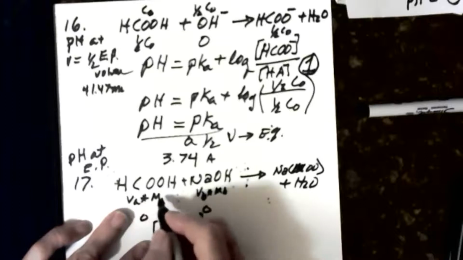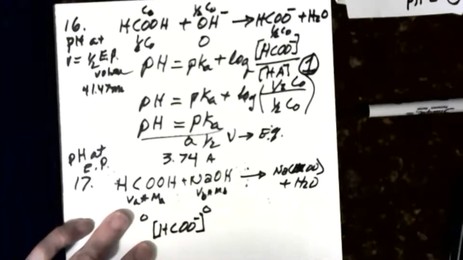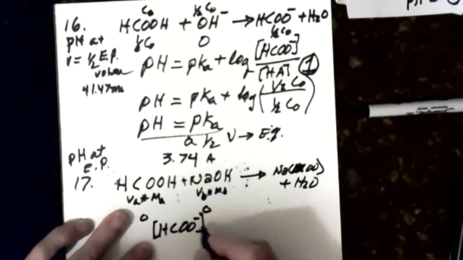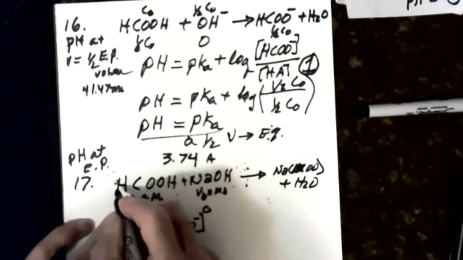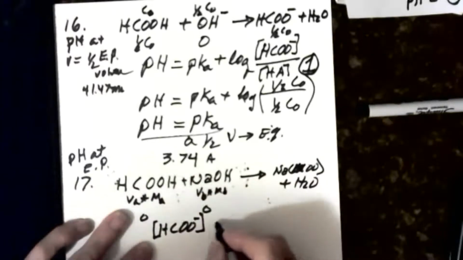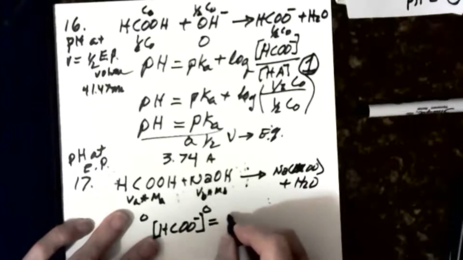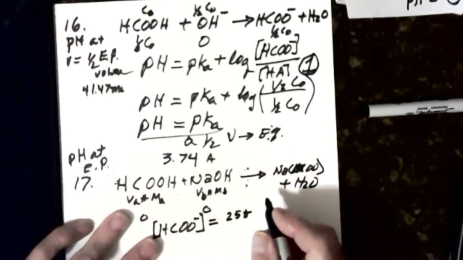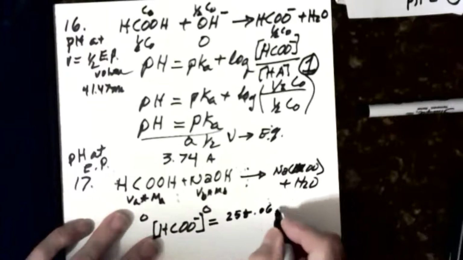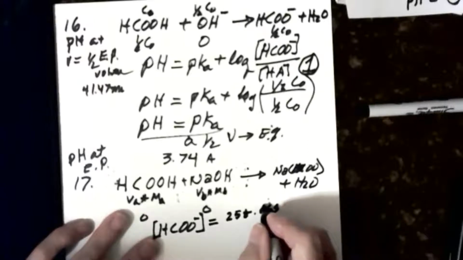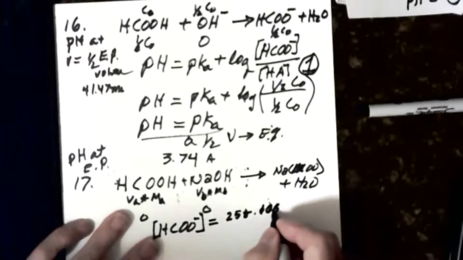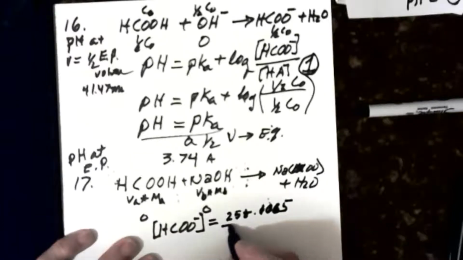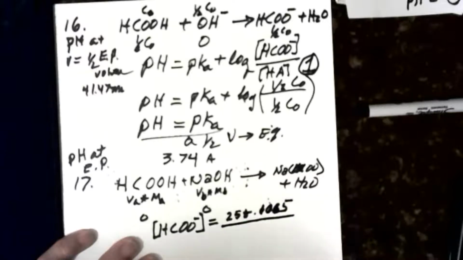The volume of acid and molarity of the acid are usually the ones that we are given more easily. So we had 25 milliliters. The moles of this is the same as the moles of either one of them. I'm going to use this one. So it's HCOOH, 25 milliliters times 0.1065. And now it's going to be in a total volume.